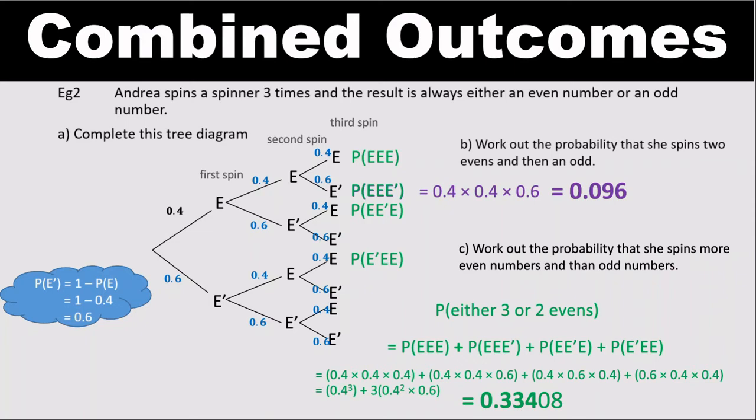Now that works out to be 0.33408. But generally on an exam, 3 significant figures is what's expected. So we've got 0.334 with a 0 after it. That's going to stay a 4. So I could just write that as 0.334.